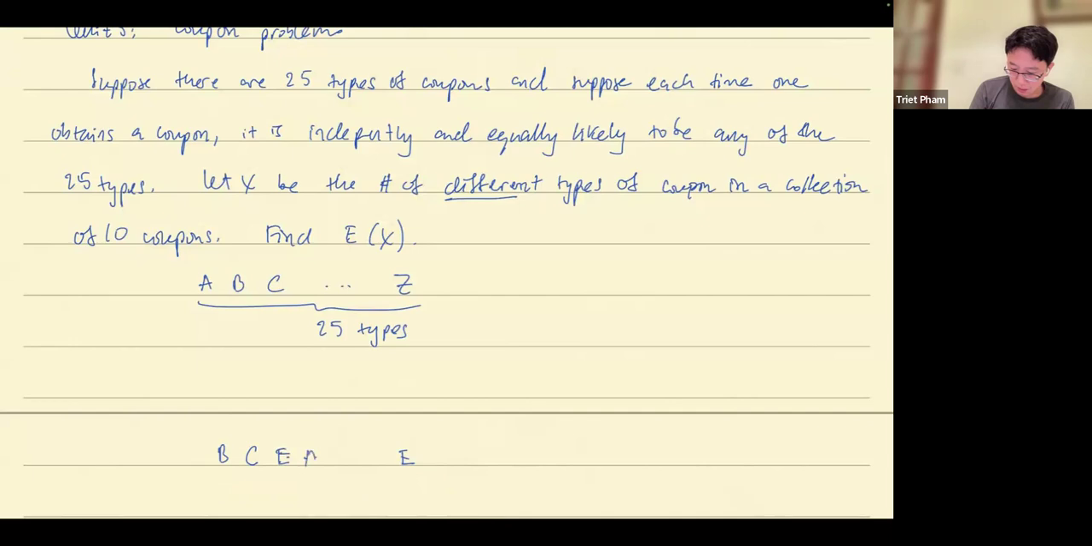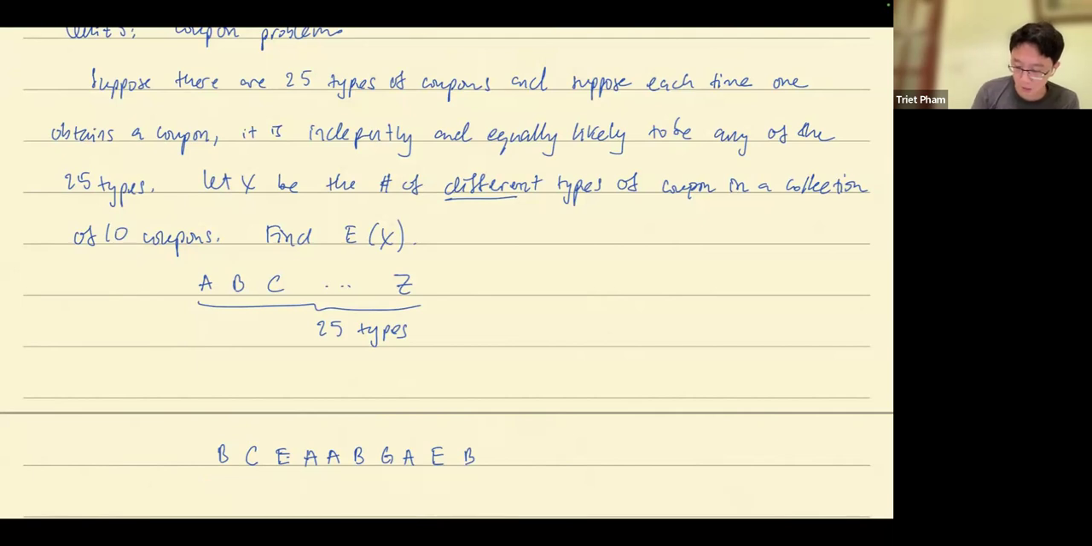And then, let's say A, B, how many already? 6, right? 7. Let's say G, A, E. 1, 2, 3, 4, 5, 6, 7, 8, 9. Well, let's throw in a B, okay? So in this case, this is a collection of 10 coupons.